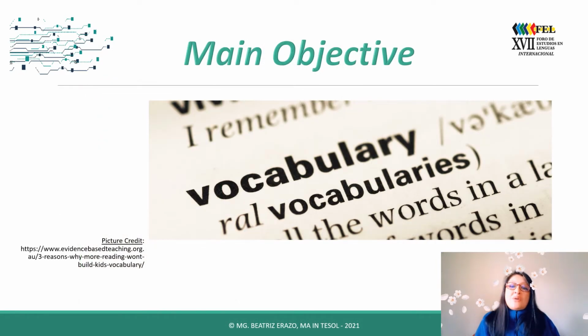What is the main objective? To talk about vocabulary, to teach vocabulary, and we all know that we need words to communicate. Our students are learning English because they want to communicate in this second, third, even fourth language they are learning. So we need to think of the way we have learned these words, this vocabulary, and try to come up with different ideas on how to teach vocabulary to our students.